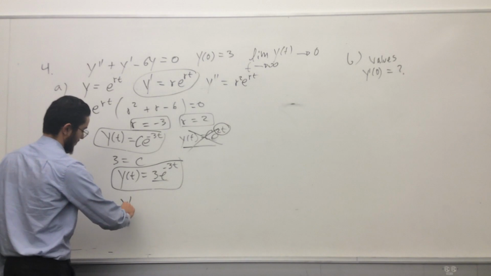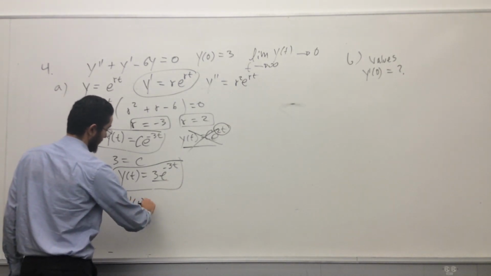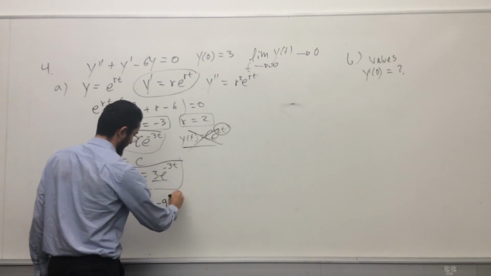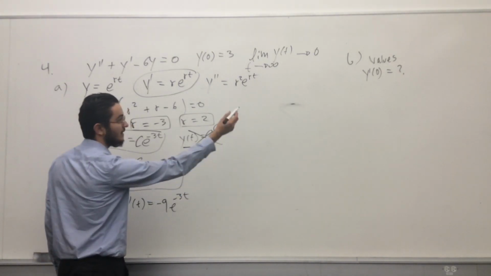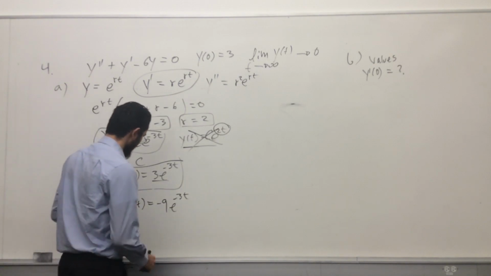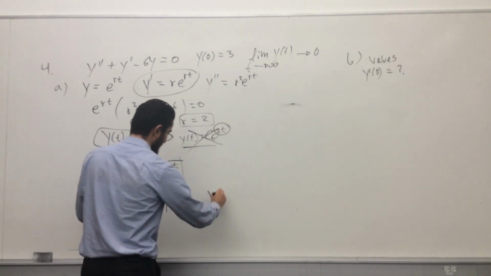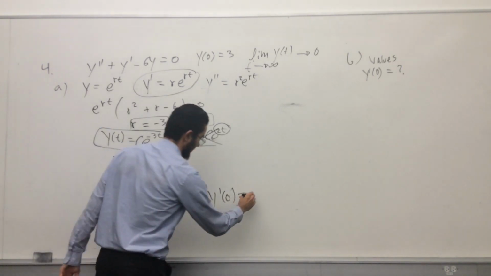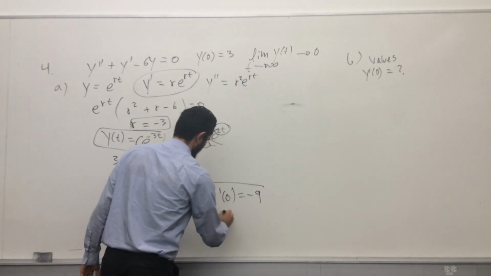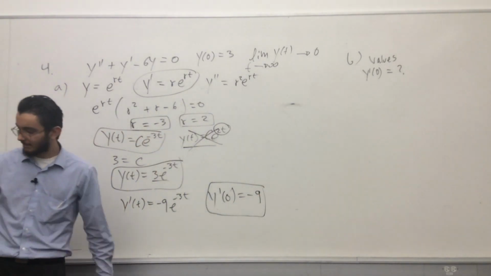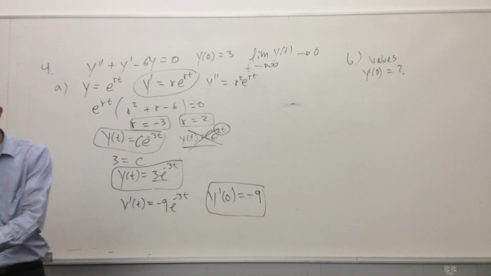So y prime of t is going to be negative 3 times 3, which is 9, e to the negative 3t. And then we want to find what the values of y prime are when t is 0. So y prime of 0 is nothing but negative 9, right? Okay, so that's going to be it for them. That's part B. And now let's go to question 5.